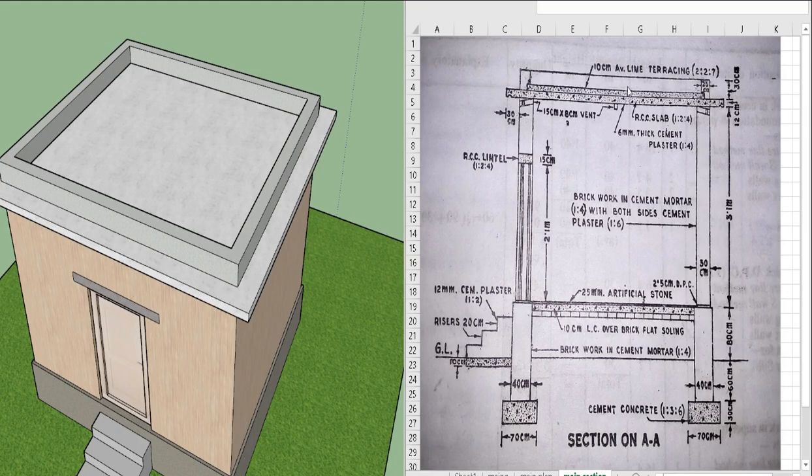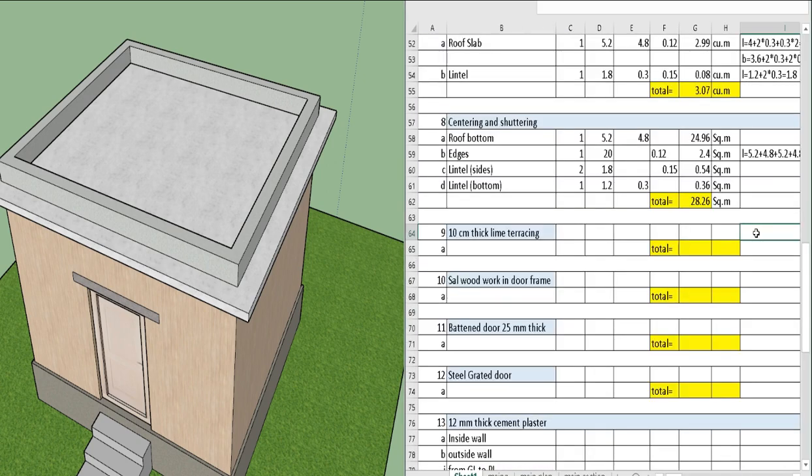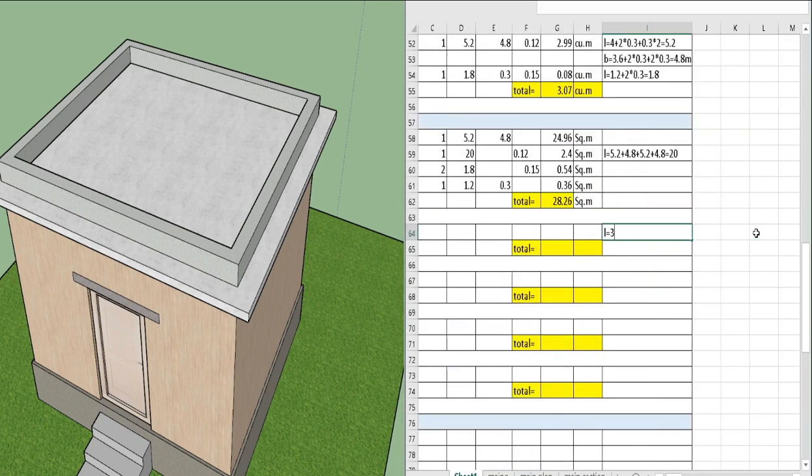And our next item is calculating the average lime terracing. From this section we can see that this lime terrace is kept just over this RCC slab. We have this inner to inner dimension of this room 3.6 meter, and we assume that this small portion is 0.1 meter and this projection is also 0.1 meter. So our length is 3.6 plus 0.1 plus 0.1. So length equals 3.6 plus 2 times 0.1, that is 3.8 meter.